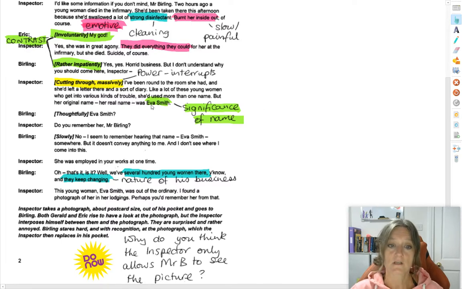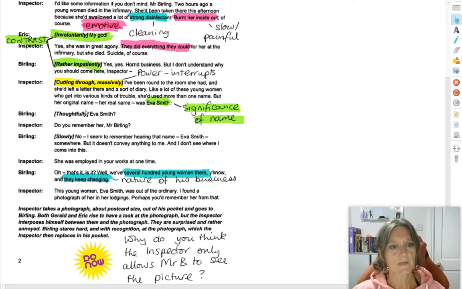I'm not going to discuss the significance of her name today, but I will in future lessons. So can you have a think about why the surname Smith might be really significant in the play, and what the first name Eva or Ava could be short for, what it could represent. So start thinking about that now, please.